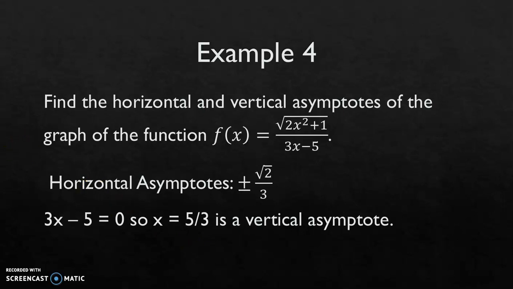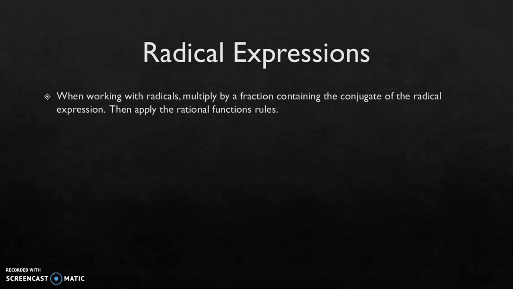Okay, next we're going to look at radical expressions. The best advice I can give you for radical expressions, these are expressions containing square roots, is that we turn them into rational expressions and then use those same rules we just talked about. So multiply by a fraction containing the conjugate of the radical expression, then apply those rational function rules. It's the best advice I can give you. So let me show you an example of that.